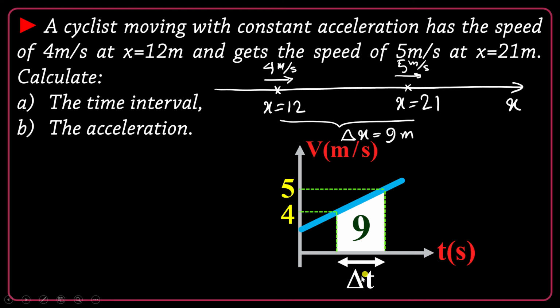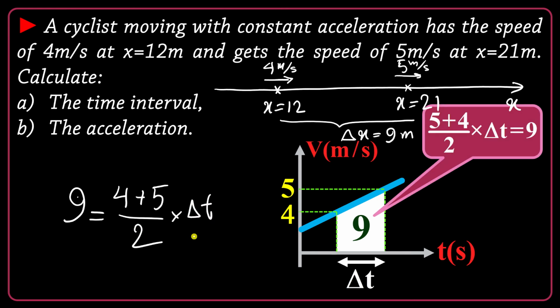9 meters means the area under the graph is 9. So here something I should know is the delta t. You see there is a trapezoid. The height of the trapezoid is delta t. The small base is 4 and the large base is 5. So as I know the small base, the large base, and the area under the graph, I can easily find the delta t. How? You know that 9 is the area, so it could be the small base plus the large base times the height, the delta t, over 2. That's all. So here delta t must be 2 seconds.